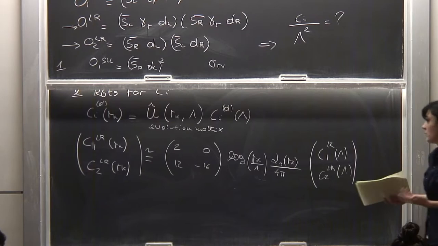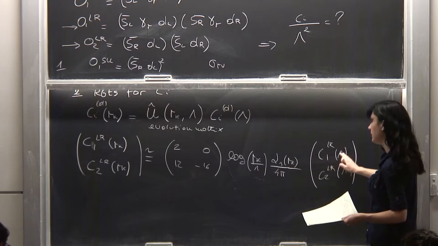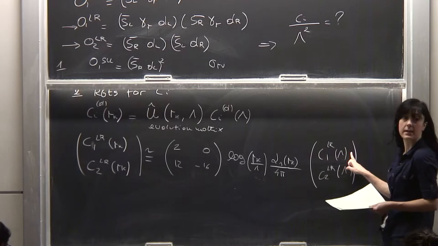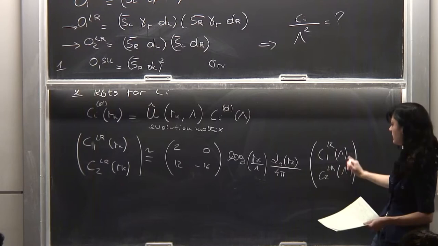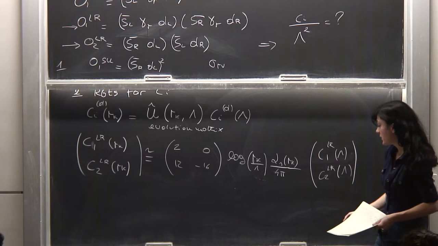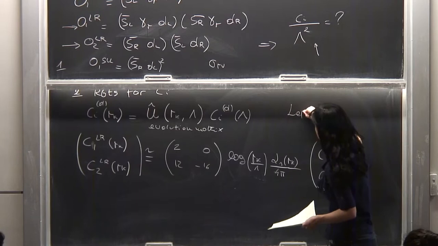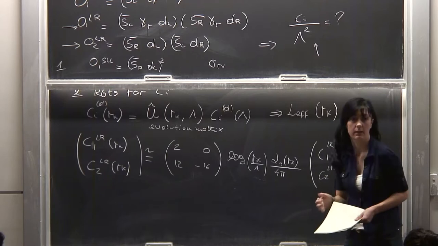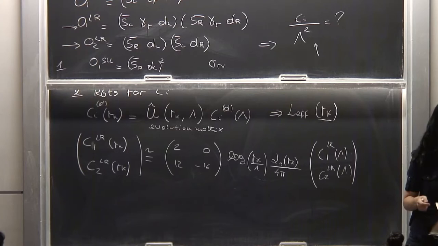So what we see from here is that, suppose that you have a theory that for some reason doesn't have this C1 operator at the high scale. Then you see that because of RGEs, you can generate it via running, simply because it mixes with this C2 LR. So this is the type of exercise that we need to do if we want to answer this question here. At the end of the day, I will have an effective Lagrangian at my low energy scale mu_K. I'm doing, of course, the example for kaon mixing, but you can apply this to B-meson mixing, D-meson mixing, any system. Just, of course, the scale here will change a little bit. So this is my step two.